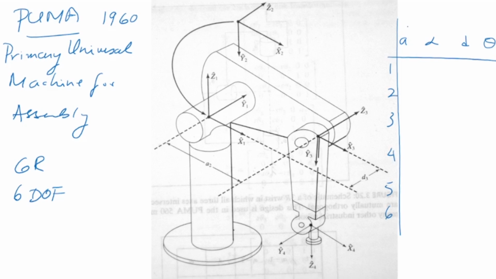Sorry, A is the distance between the Z axes, alpha is the angle between the Z axes, D is the distance between the X axes, and theta is the angle between the X axes. I've repeated this many times, but this is just to make you remember. Now let us assign our axes and try to find out how to make the DH parameter table. First, please understand how this Puma manipulator moves.